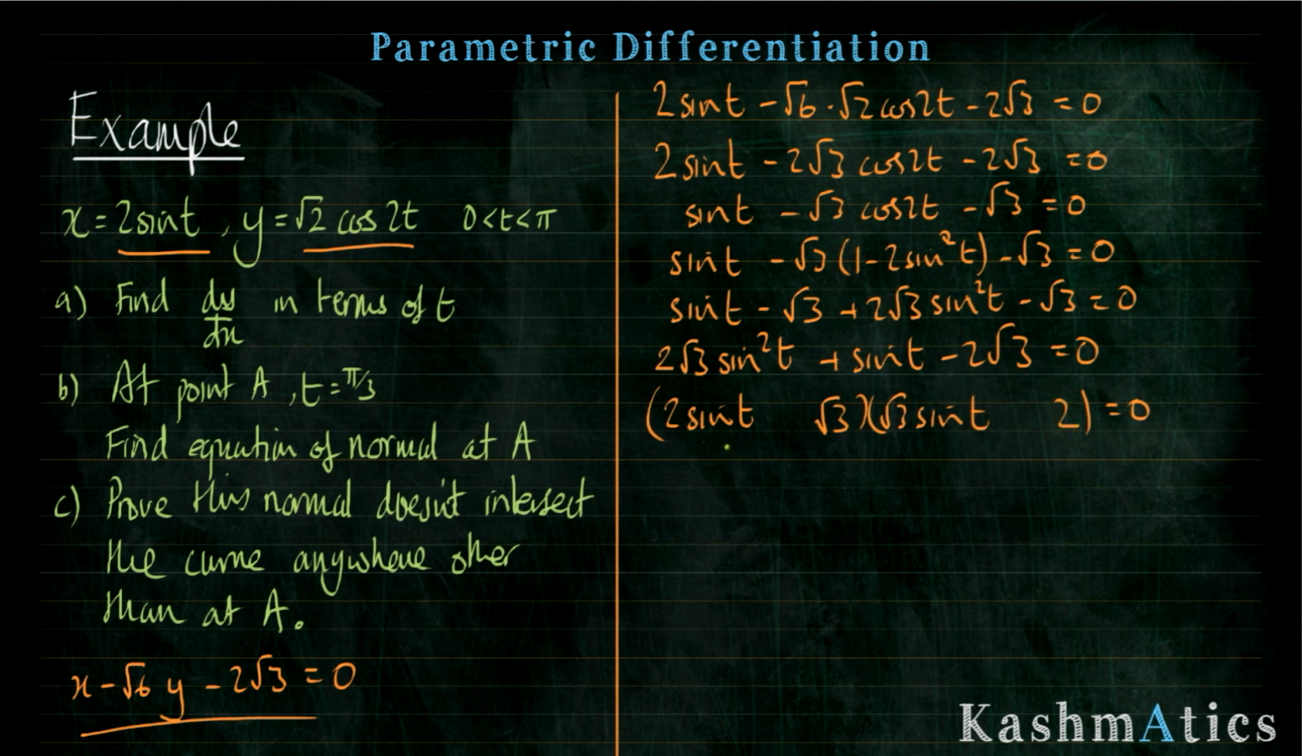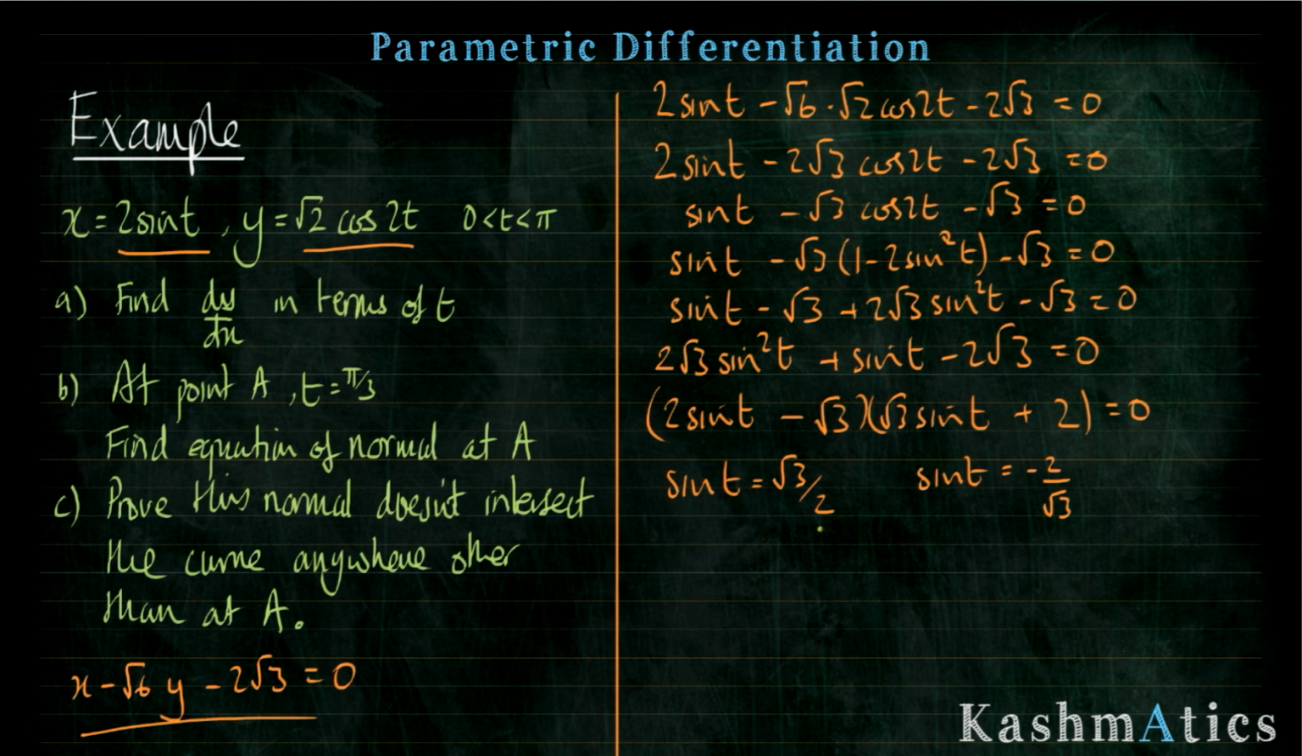Alright, and which way around is it going to be? This is going to be my plus, and this is going to be my minus, because I've got 4 sine t there, take away 3 sine t there to leave me with just a sine t. So what does that tell us? That tells us that sine t is equal to root 3 over 2, and over here I get sine t is equal to minus 2 over root 3.